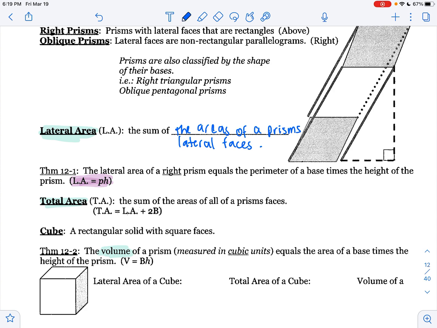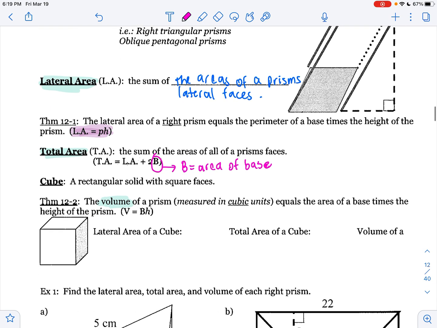I'd like you guys to go ahead and circle the B and make note of that B standing for the area of base, because you have not only the area of the base on top, but the area of the base on the bottom as well. So lateral area plus 2 times the area of the base.